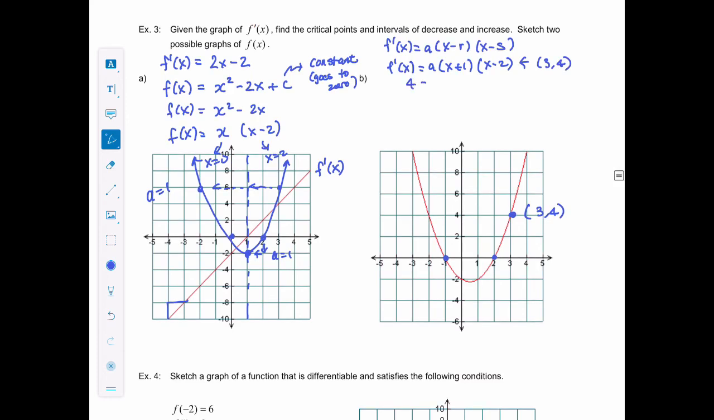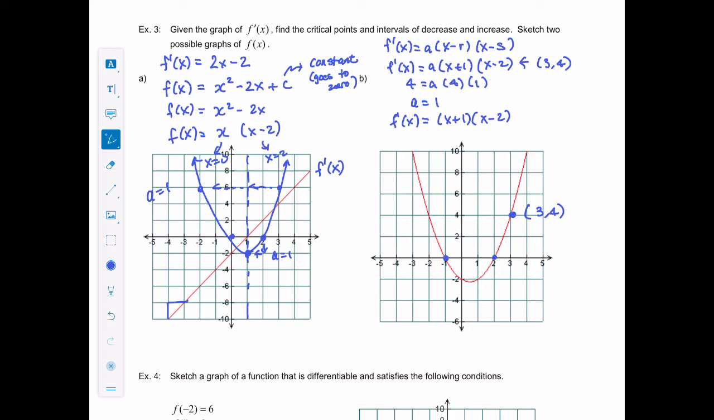So we have 4 is equal to a. I'm going to have 4 when I replace the x, and I have 2 when I replace the x. Sorry, and I have 3 when I replace the x. 3 minus 2 is 1. So that means our a value, when we simplify, is equal to 1. So our function, f prime of x, is really just (x + 1)(x - 2).